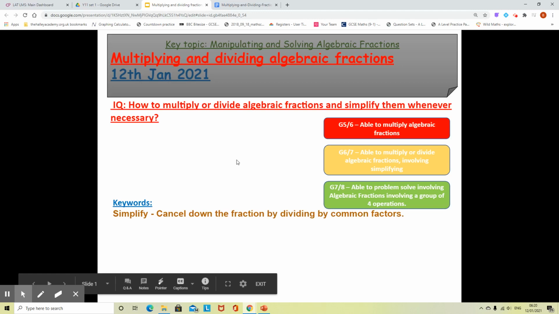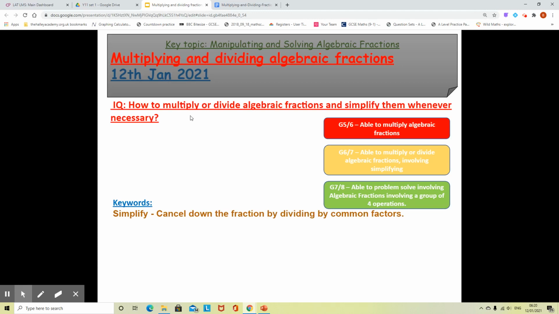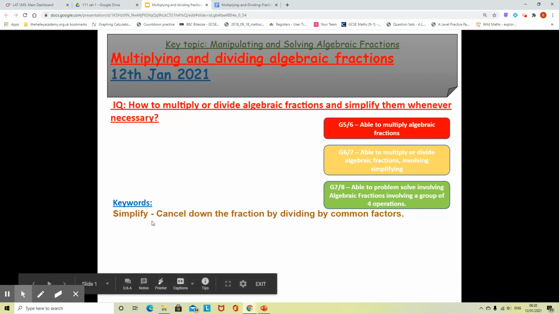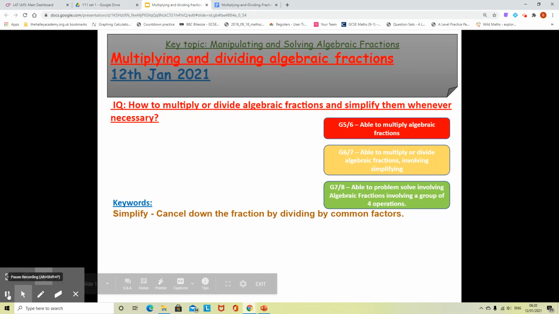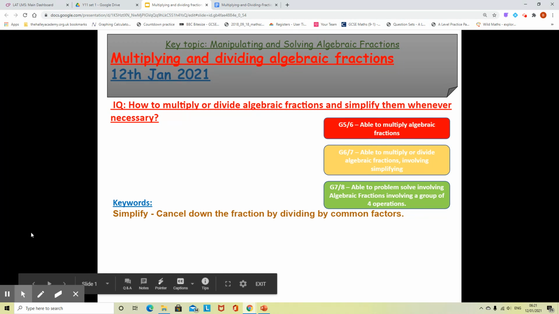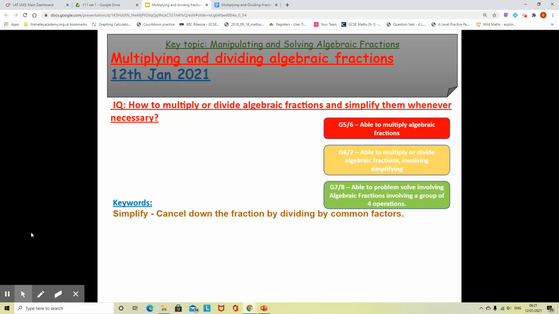Hello everyone. In this lesson, we're going to focus on how to multiply or divide algebraic fractions and simplify them whenever necessary. We know simplifying is a process involving cancelling down the fraction by dividing it by common factors. Let's begin the starter questions by multiplying or dividing fractions.